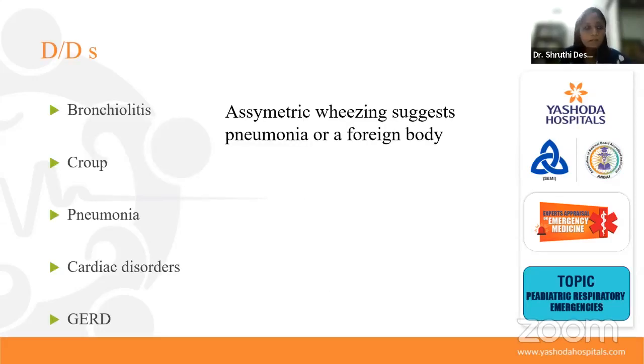So how do you differentiate between the other causes of airway obstruction? In bronchiolitis, usually there will be upper respiratory tract symptoms, like fever, rhinorrhea, and cough. But in asthma, usually there will be wheezing, cough, as well as chest tightness. Prodromal symptoms are not present in asthma. Croup, there's stridor present in croup, and croup responds to nebulized epinephrine, compared to asthma. Pneumonia, there will be fever, there will be crackles or decreased breath sounds, or there will be asymmetrical wheezing. Cardiac disorders, there will be crepitations and murmurs. Asymmetric wheezing suggests pneumonia or a foreign body.